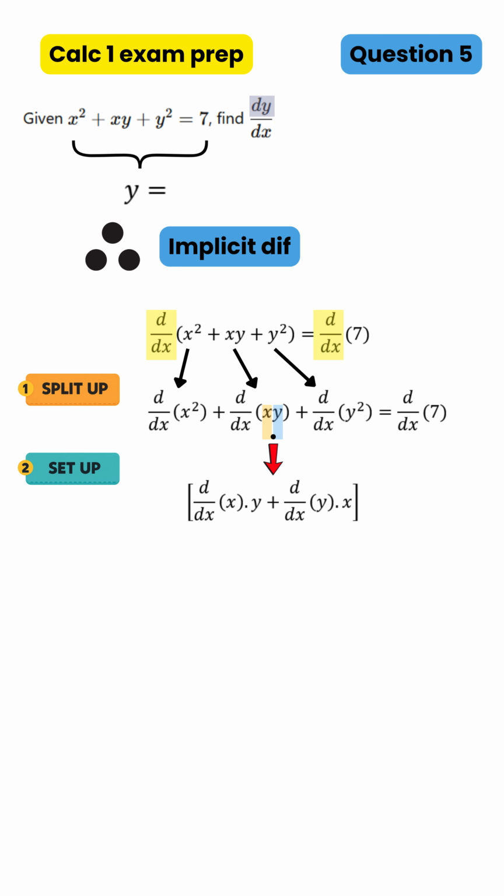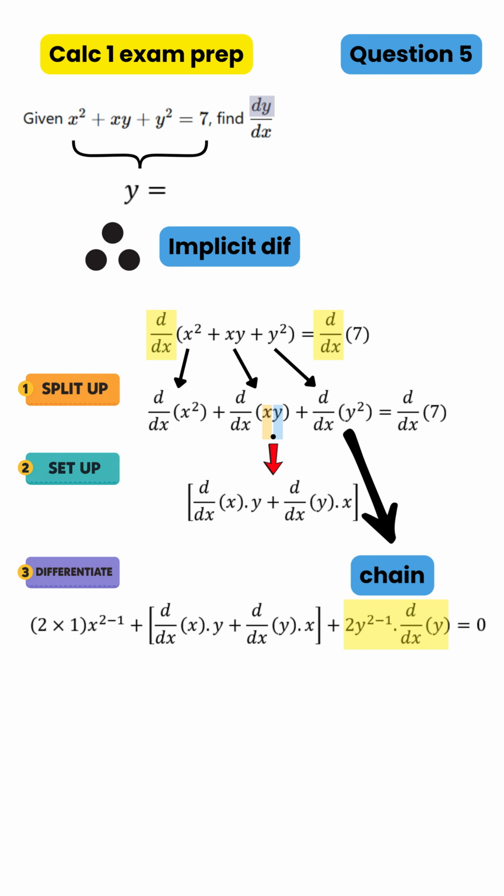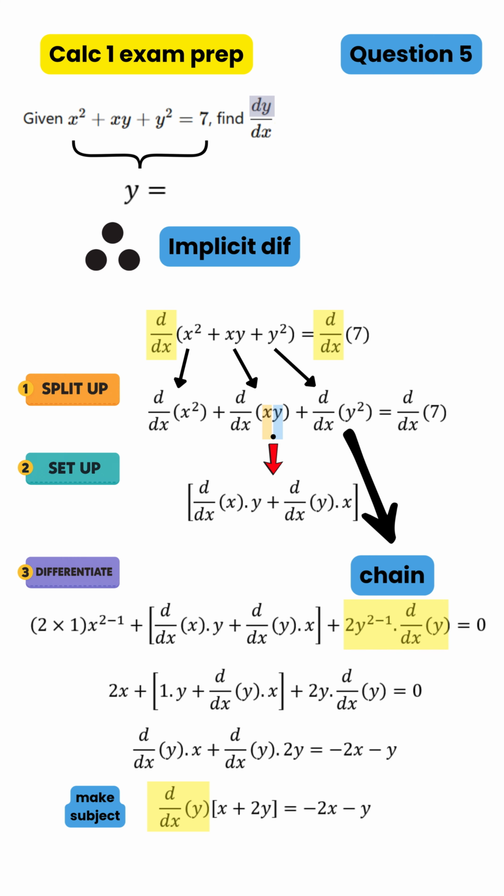Step 3, differentiate. With implicit differentiation, you must remember that y hides an x, so we always treat it as a composite, a cupcake with a hidden center, so we always apply the chain rule to any y. After that, just manipulate the equation to get dy over dx alone, and you're done.